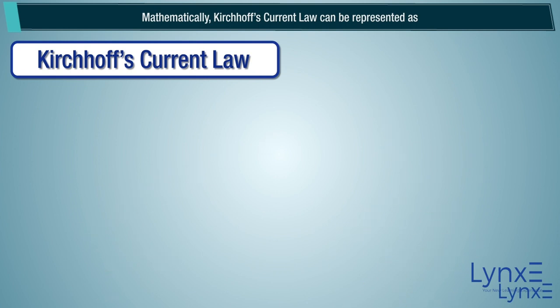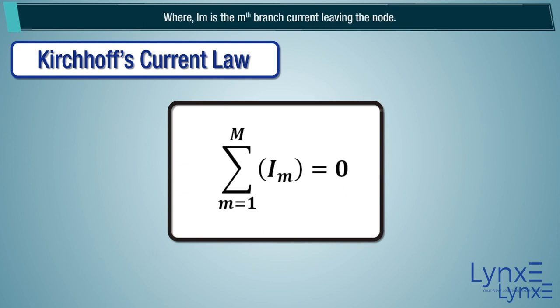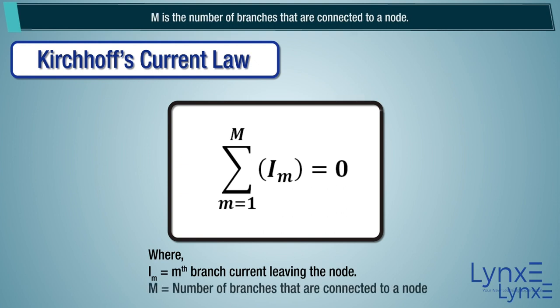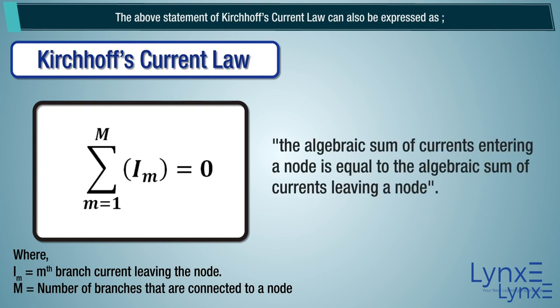Mathematically, Kirchhoff's current law can be represented as the sum of Im equals 0, where Im is the branch current leaving the node, and M is the number of branches that are connected to a node. The above statement of Kirchhoff's current law can also be expressed as: the algebraic sum of currents entering a node is equal to the algebraic sum of currents leaving a node.